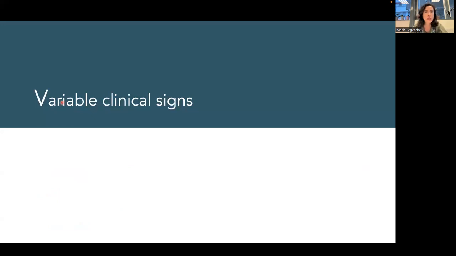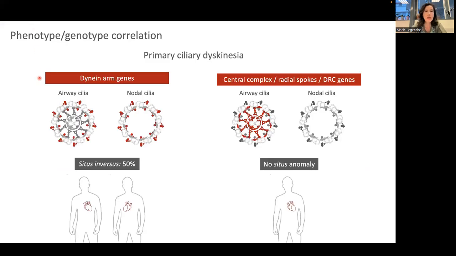So the clinical signs in PCD can sometimes depend on the gene implicated. In some cases, the gene implicated encodes for outer or inner dynein arms. We know that we have cilia in our airways, but we also have cilia in a structure in the embryo that is named the nodal cilia, which is responsible for the asymmetric lateralization of our thorax and abdomen. Those cilia are the reason why we have the heart on the left and the liver on the right.